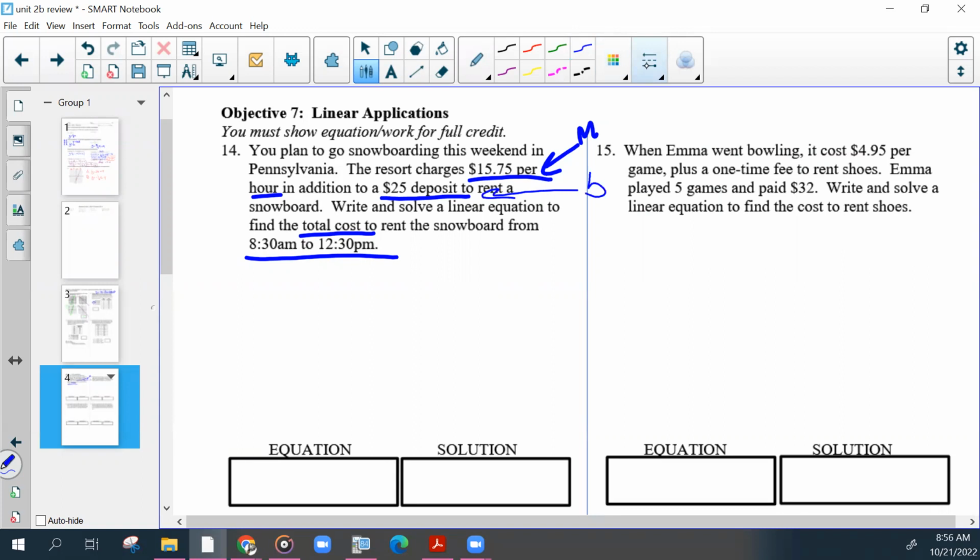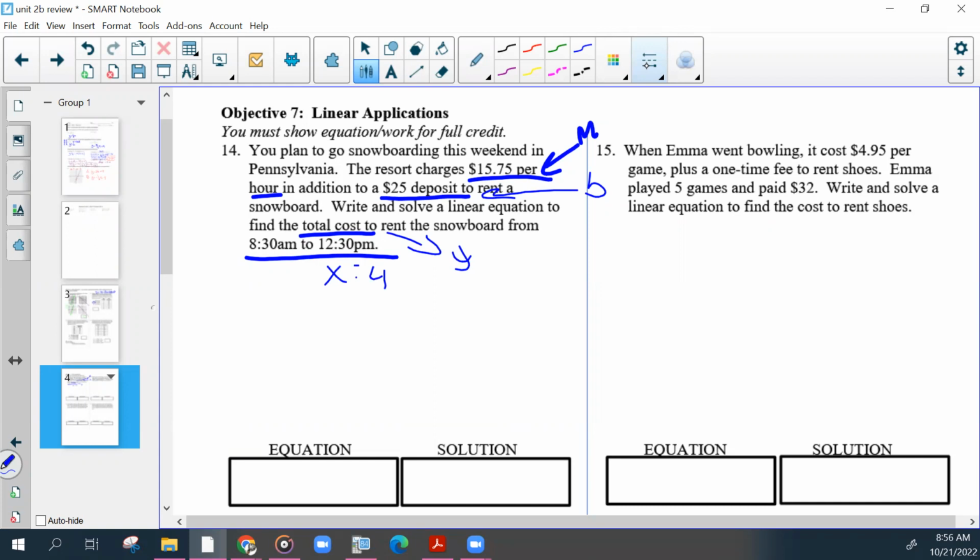So because they give us our M and our B, this is gonna be like that first type, where we're given M and B, we're gonna find X or Y. So then we have total cost and number of hours, which would be X, which would be Y. Now, let's figure out how many hours would that be? 4. Okay, so now we have all of our equation pieces, we just have to put them together.